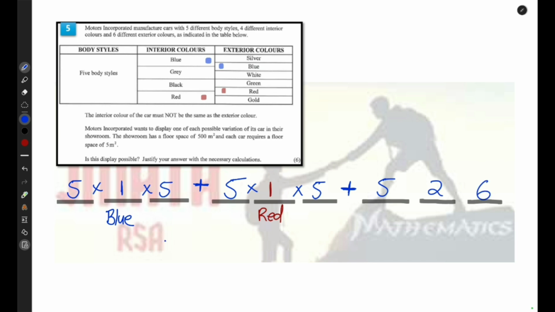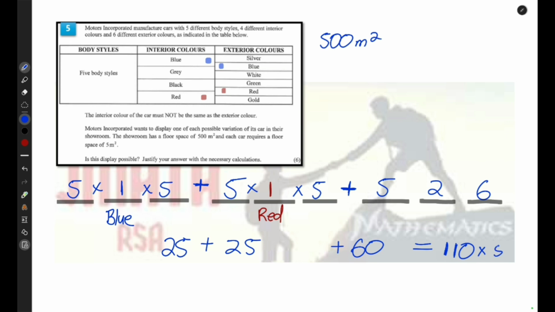So now I'm just going to work out each one. 25 plus 25, and that would then be plus 60, and that gives me a total of 110 different car variations that are possible for this Motors Incorporated company. But now they're asking me, will it fit in the showroom? So the showroom had 500 meters squared. So that's the limit of how many they can fit in. They're telling me each car takes up 5 square meters of space. So I'm going to take my answer and multiply it by 5. That gives me I need 550 meters squared. So to answer their question, no, all variations will not fit in the showroom.